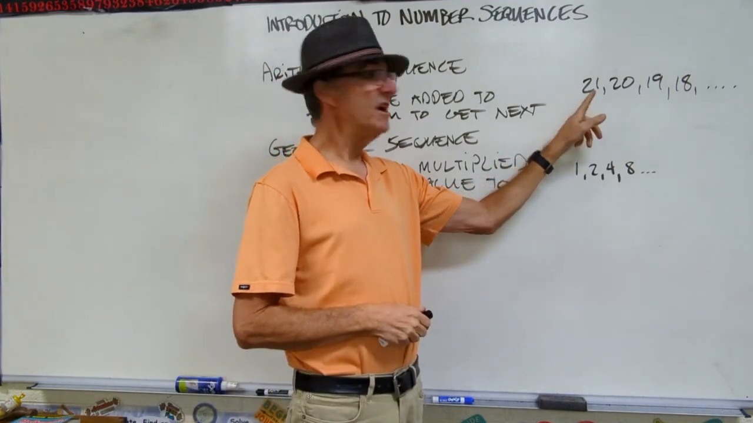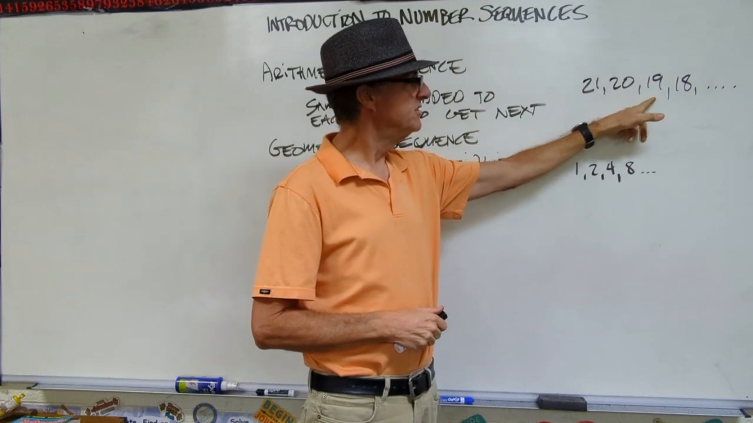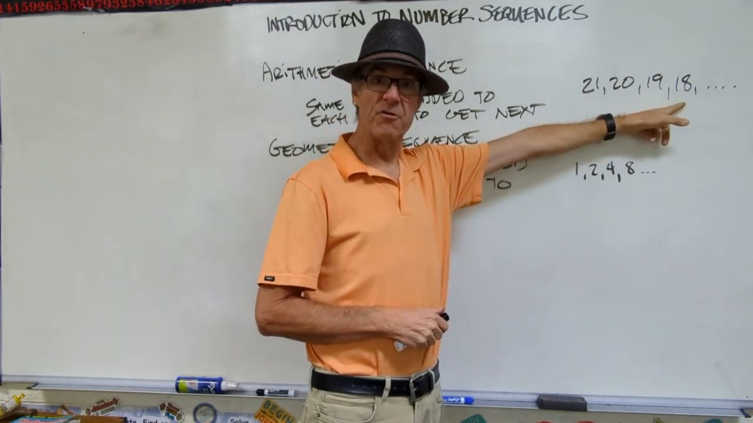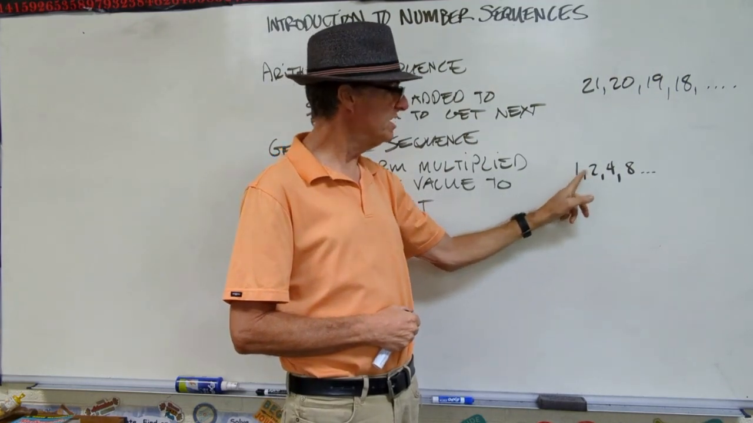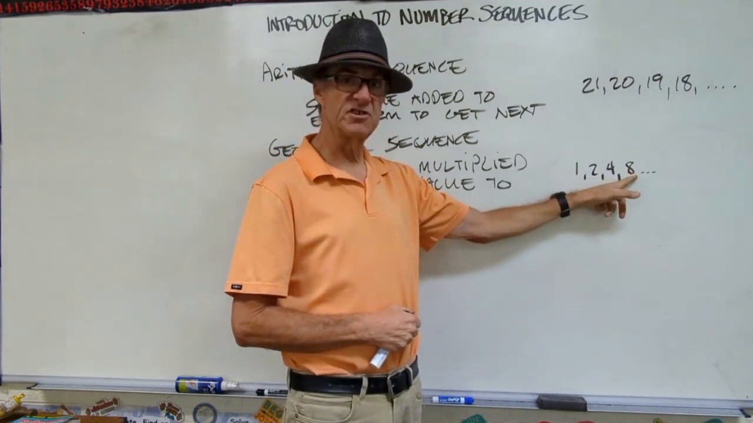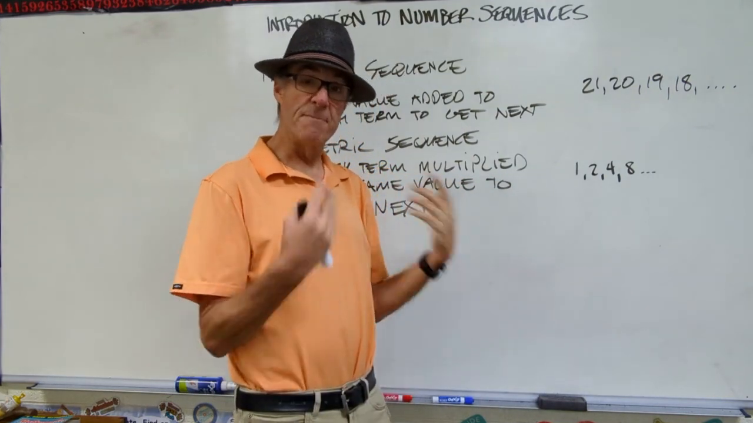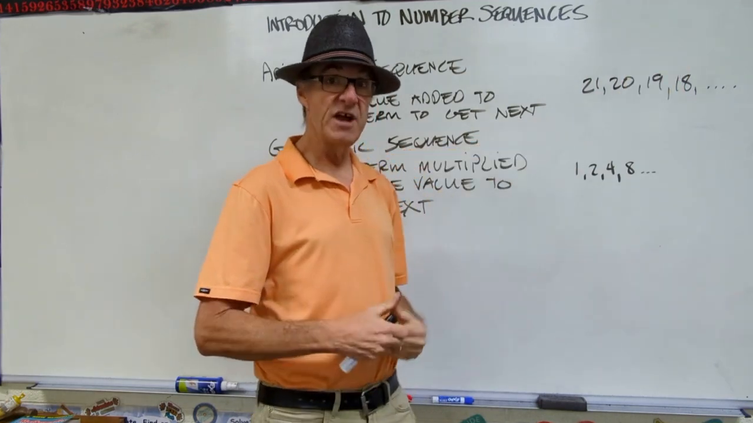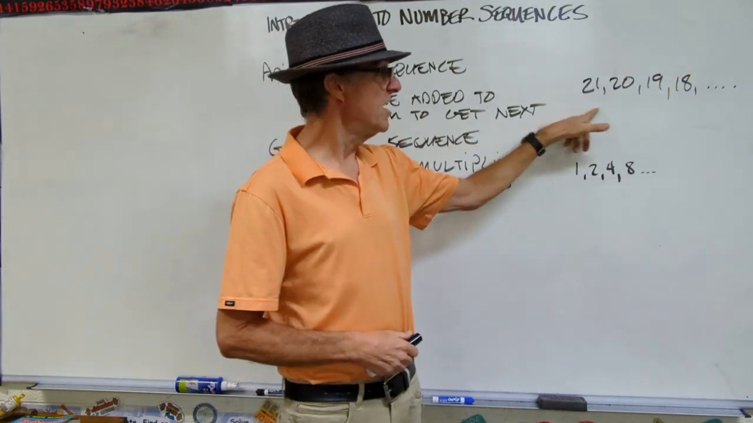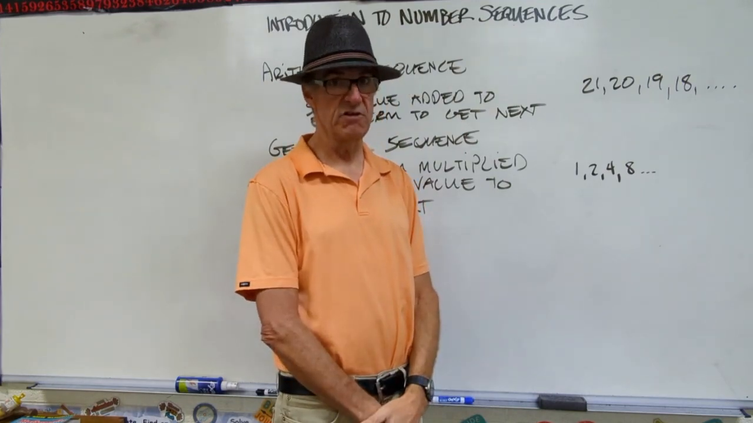Here we go. Here's an arithmetic sequence. We're subtracting 1 each time to get to the next term. So that's arithmetic. This one is geometric. We're multiplying by 2 each time to get the next term. So geometric. This relates to something that grows geometrically. It grows faster and faster and faster. It creates a curved graph, whereas an arithmetic sequence grows in a linear fashion, creating a straight line graph.